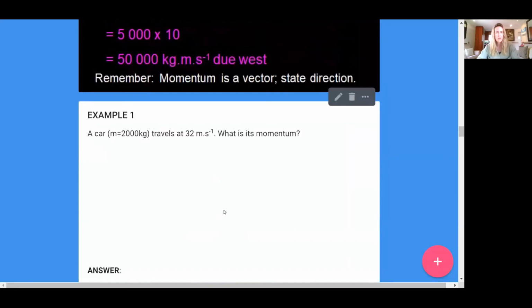Here's an example. A car with a mass of 2,000 kilograms travels at a velocity of 32 meters per second. This is my mass, this is the velocity. What is the momentum of this car? Little p is your question mark. I want you to just pause the video and quickly do your calculation.